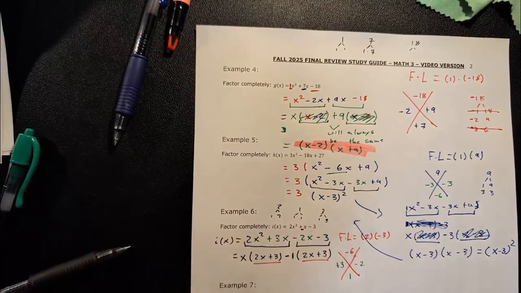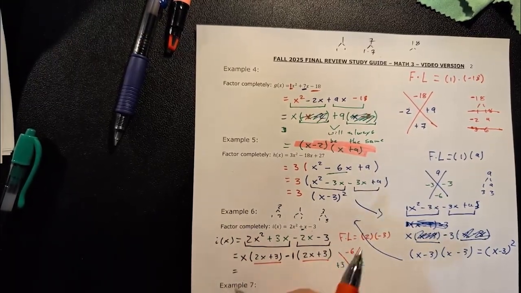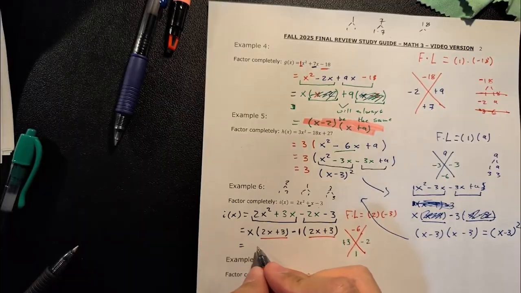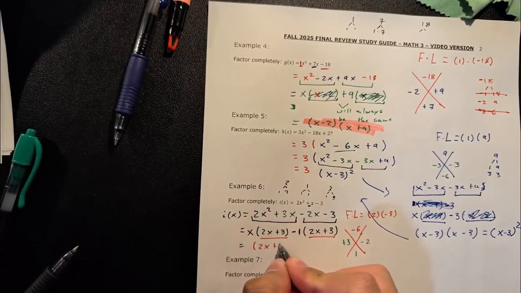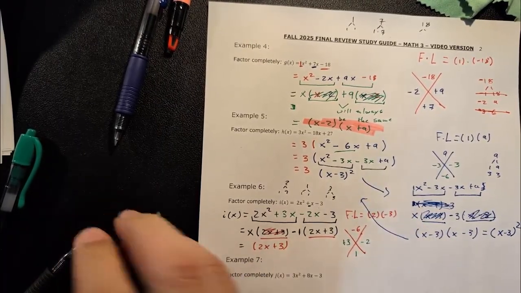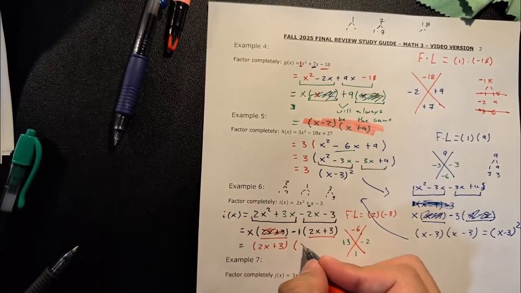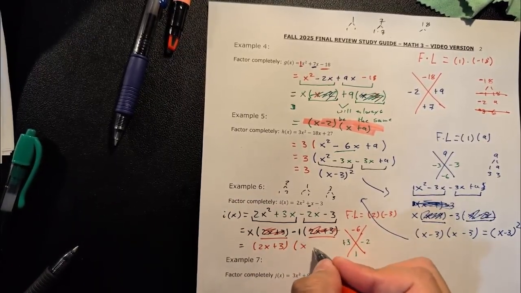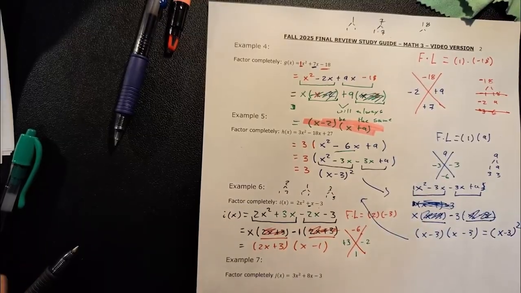And then let's take that out. What do we get? 2x plus 3. Scribble that out. What do I get? X. Scribble this one out. -1. There we go.